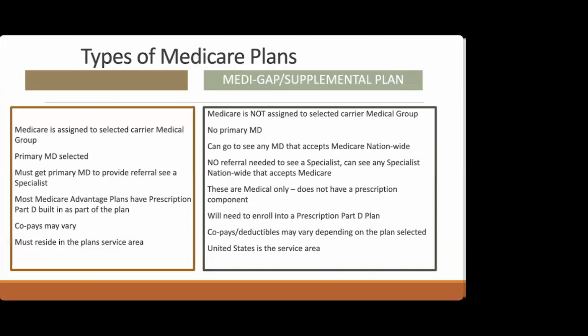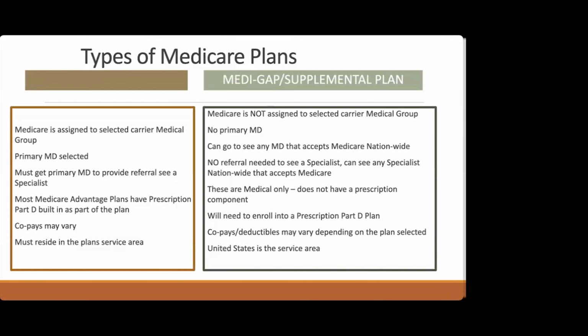So when we're talking about a Medicare Advantage plan, Acera's Kaiser Senior Advantage plan that we host, our group plan, is a Medicare Advantage plan. So that is an example of a Medicare Advantage plan. With a Medicare Advantage plan, it's assigned to a selected carrier medical group. In our case, it would be Kaiser, right? When you have a Medicare Advantage plan, you select a primary medical doctor. You have to get a referral from your primary doctor to see a specialist.